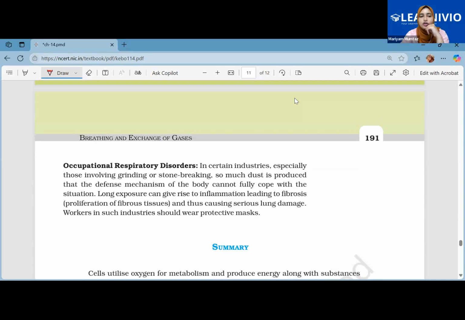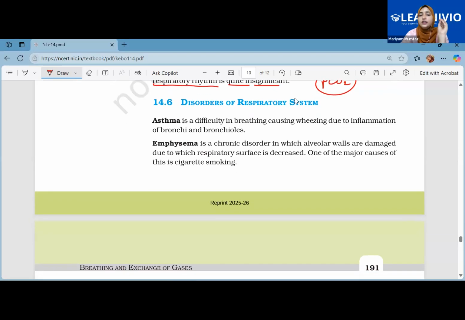Now coming on to the last topic of this particular chapter, that is the disorders of the respiratory system. The first one is asthma. Now this is a difficulty in breathing, which causes wheezing. Like when you breathe, you make sounds. That is wheezing, due to inflammation of the bronchi and the bronchioles. Remember those branches, the bronchi and the branches further. When they get inflamed, then asthma is caused. And this is an allergic disorder. Okay, it's allergy mostly.